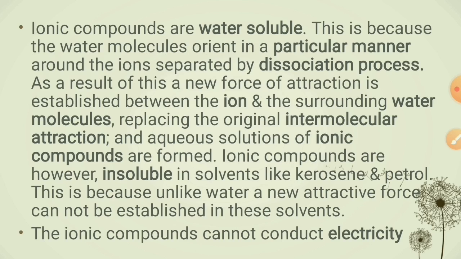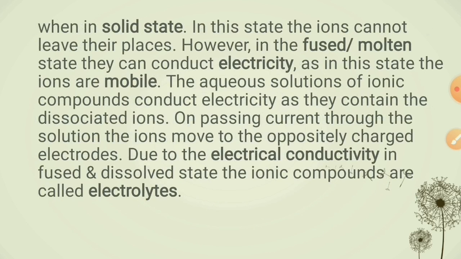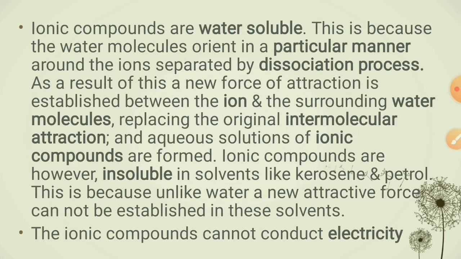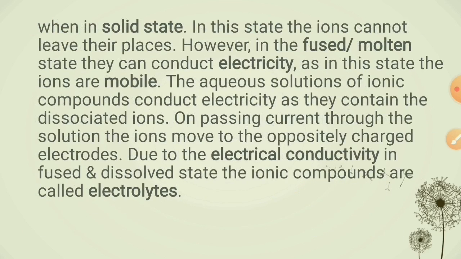The ionic compounds cannot conduct electricity when in solid state. You have seen here, but when it gets dissolved, the lamp will glow and electricity will be conducted. In the solid state, the ions cannot leave their places. However, in fused and molten state, they can conduct electricity, as in this state the ions are mobile.